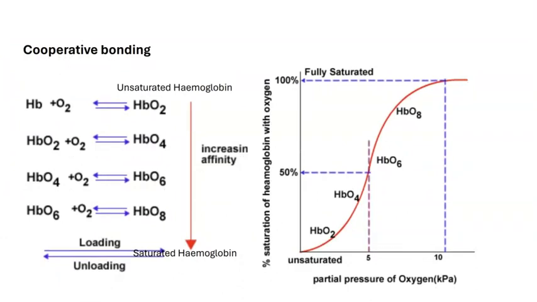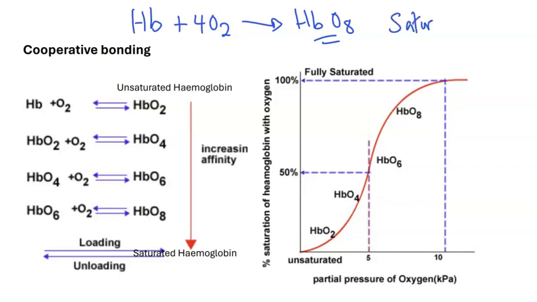Overall, each hemoglobin molecule joins onto 4 oxygen molecules to produce HbO8. We would describe this as a saturated hemoglobin, and we would describe this one here as unsaturated. So that's for an individual molecule, but we can talk about the sample of blood as well in the same way, being saturated or unsaturated.